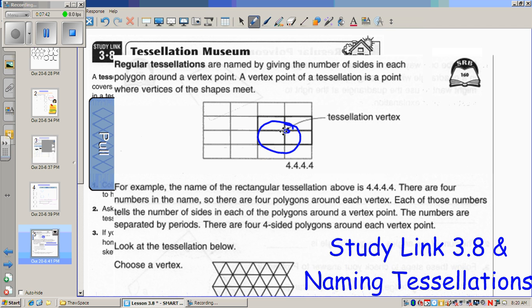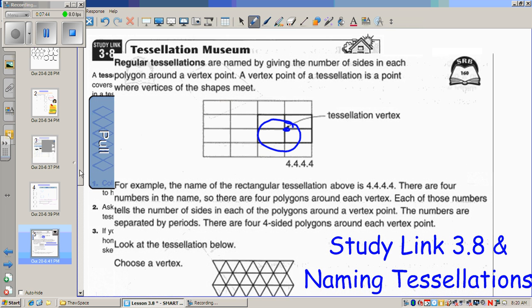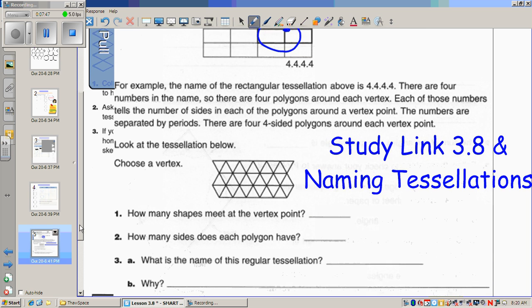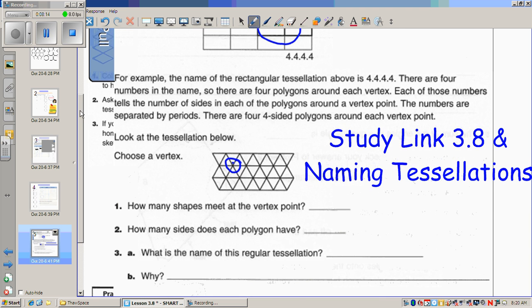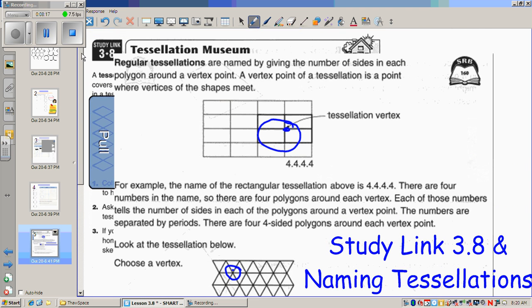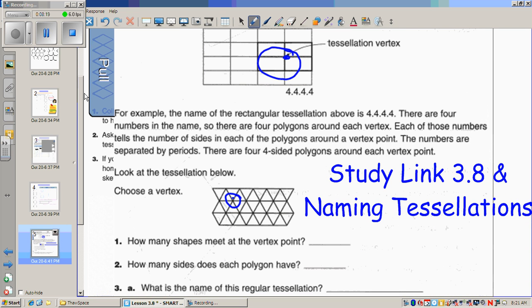Look at the tessellation below. So now we have a different tessellation below. How many shapes meet at the vertex? So if I look at my vertex now, and I circle my vertex, how many shapes are around that vertex? How many sides does each of the polygons have? And hopefully you know that. So what would be the name of this tessellation? I want you to think about that and write down what you think it would be. So if a square is a 4 by 4 by 4 by 4, what is this? What would these triangles be?